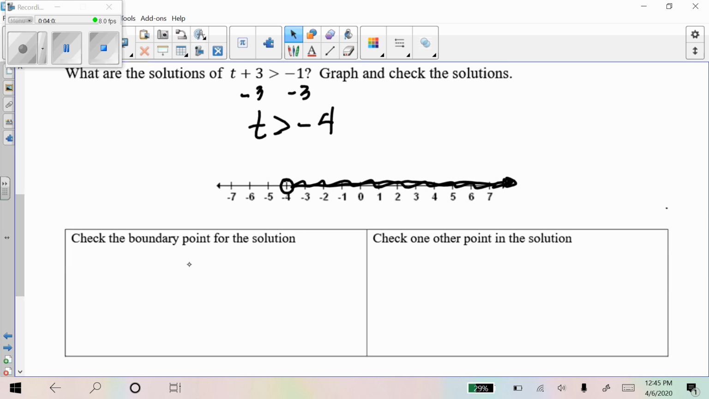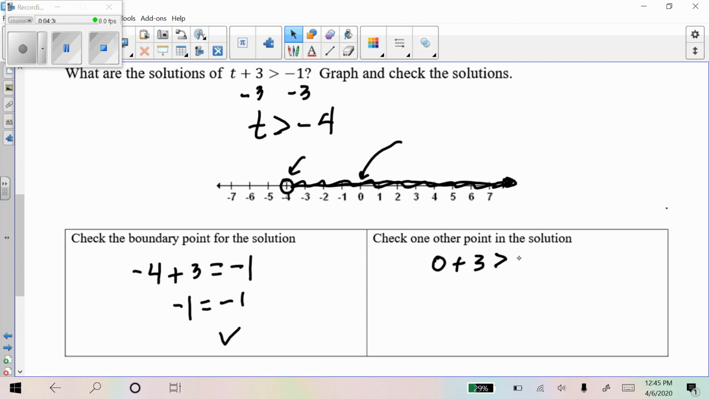So once again, checking the boundary point, that means I'm going to check -4. -4 is the boundary point. And when I put -4 in for t, so -4 plus 3, it should equal -1 if I got the right boundary point. Even though that's not a solution, we just want to check that we're in the right spot. So since -1 equals -1, that checks. And then one other point in the solution, I always pick 0 if it's part of it, because 0 is easy to check. So if I put 0 in for t and do 0 plus 3, that should be greater than -1. And of course, 3 is greater than -1. So yeah, that checks out also.